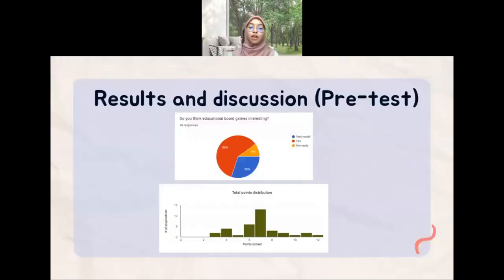So these are the results from the pre-test survey. The pie chart shows that 27 respondents believe that educational board games are interesting. After answering the pre-test, the bar chart shows that only one person obtained a full mark, which is 12 out of 12, and the lowest mark is 3 out of 12, which was obtained by 2 people.